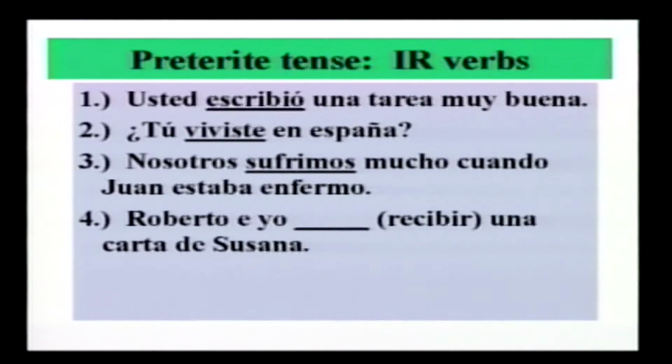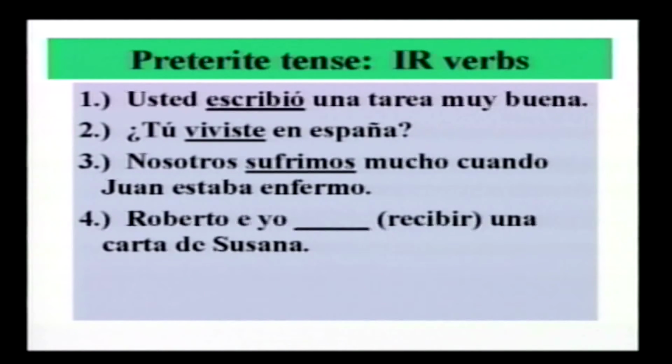Now notice this time we had e instead of y. In Spanish, when you are talking between or among 2 people, it is possible and probably preferred to use the e. So sometimes you'll see the y and sometimes you'll see the e. It means the same. Robert and I. Roberto e yo. Recibir una carta de Susana.